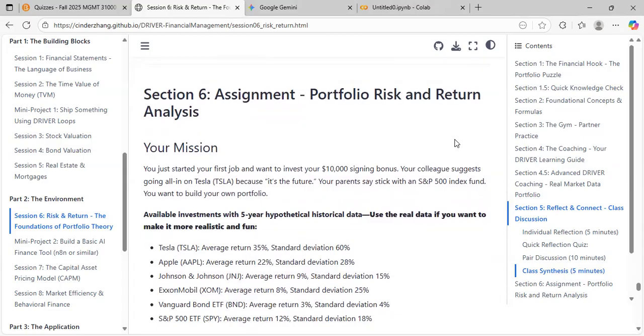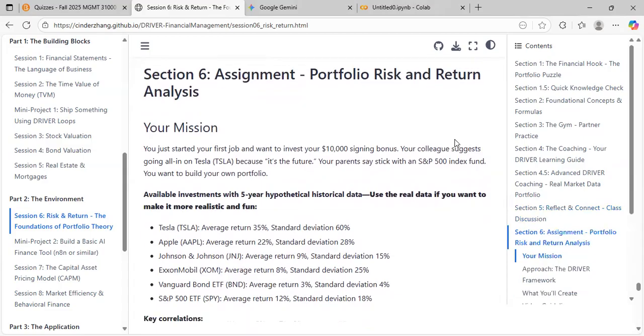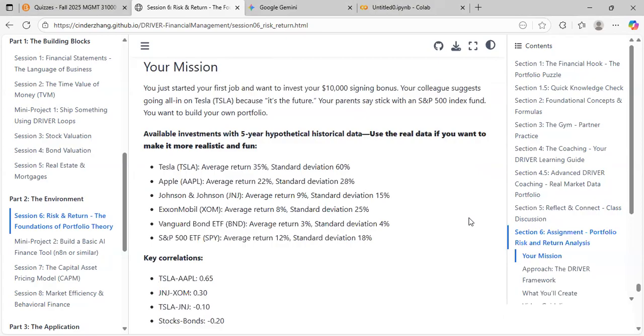My mission for this assignment is this: you just started your first job and want to invest your $10,000 signing bonus. Your colleague suggests going all in on Tesla because it's the future. Your parents say stick with an S&P 500 index fund. And so I'm wanting to build my portfolio. And here are some average returns and standard deviations for these different stocks.